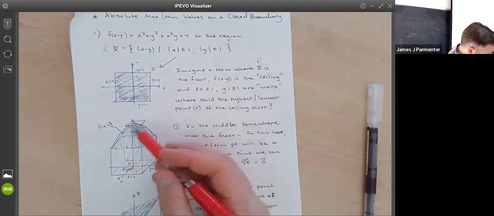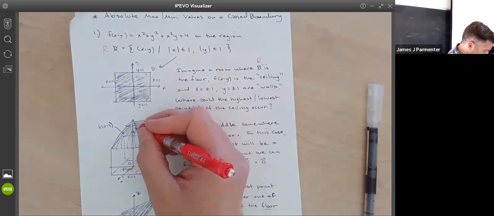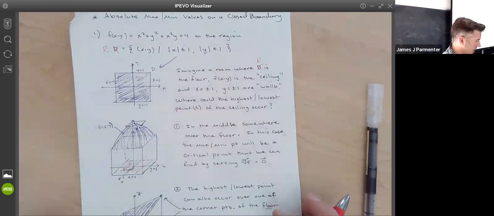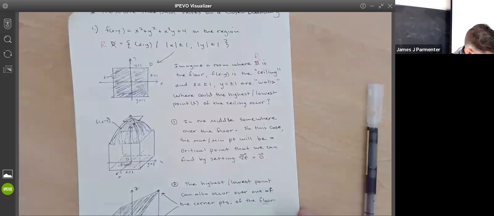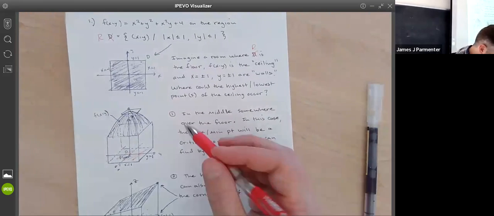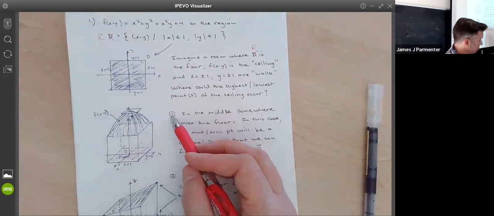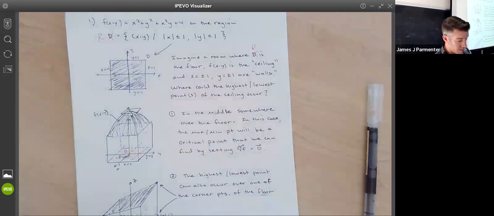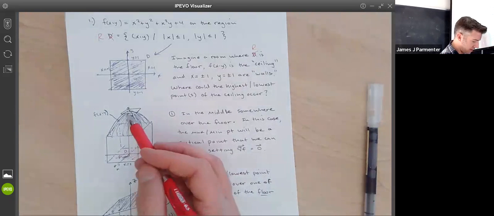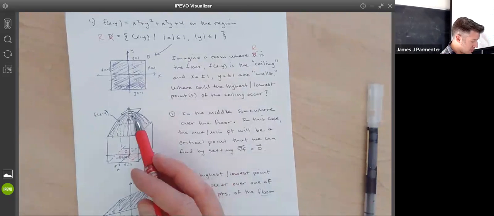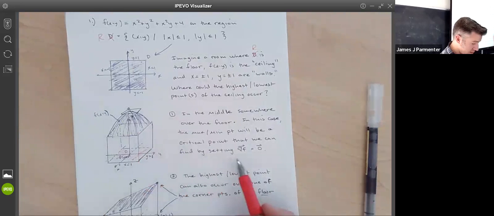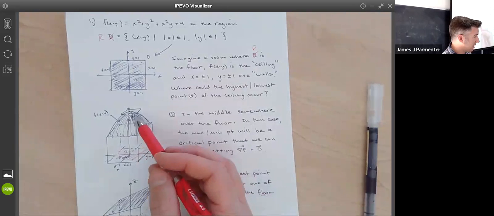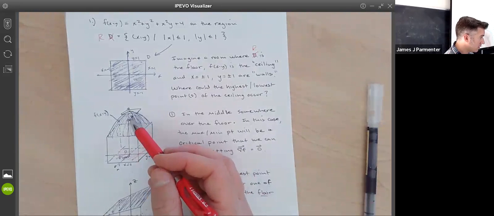Well, they might occur in the middle somewhere. Maybe you have a roof that looks vaguely normal-ish. I don't know, is that normal? Maybe in Europe, I have no idea. So one, the absolute maximum or absolute minimum could occur somewhere in the middle, like this. In this case, the maximum or minimum point will be a critical point where the partial derivatives will be 0, or where the tangent plane is horizontal.